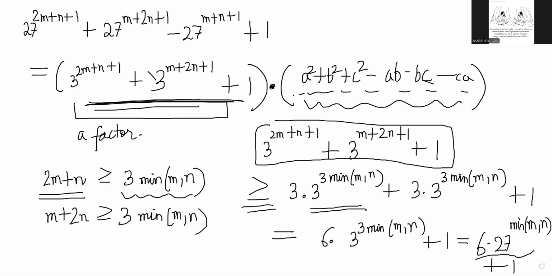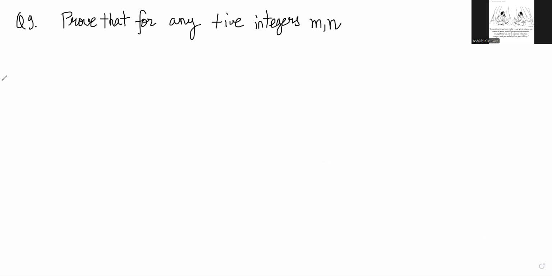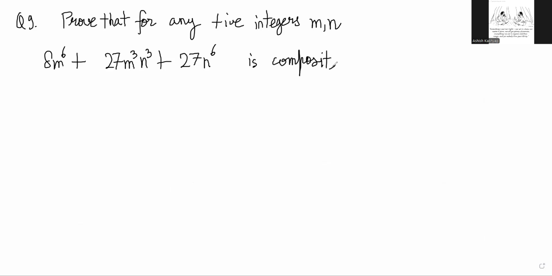Right. Let's go to the next problem. Prove that for any positive integers m and n, 8m power 6 plus 27m cube n cube plus 27n power 6 is composite. It's a very similar question. We need to show that it is composite.